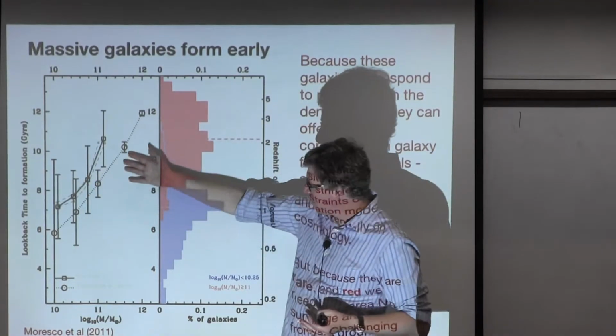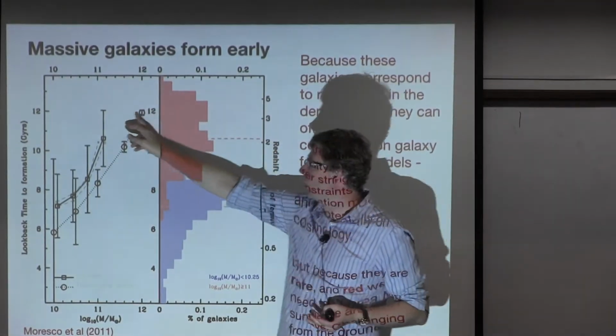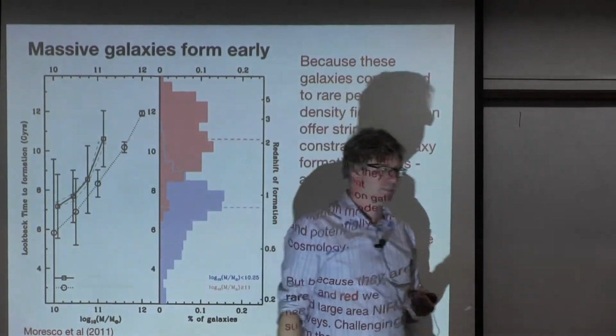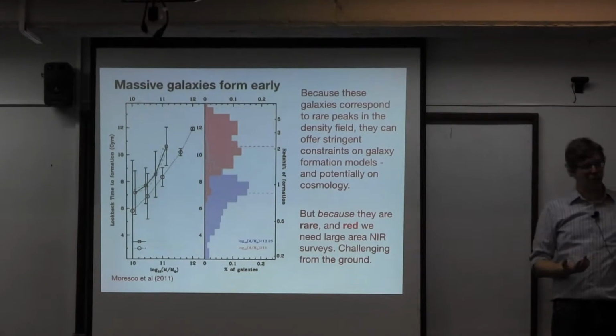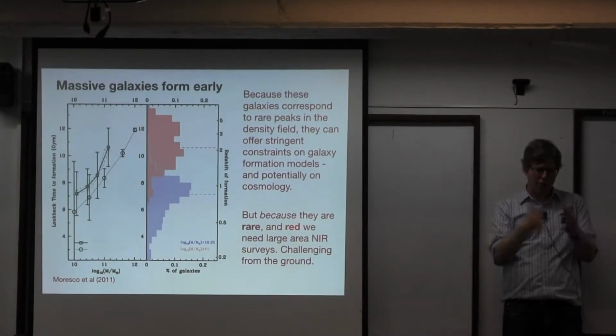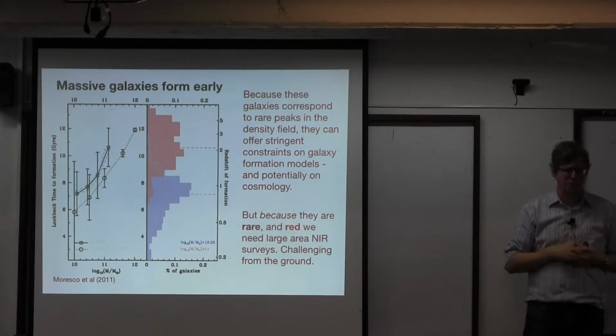But galaxies that are much more massive, say 10 to the 12 solar masses, formed almost at the beginning of the universe. Which is surprising, because you would think, oh, it's the biggest thing, it should take the longest to form. But no, it's the other way around. It's the biggest things that form first.